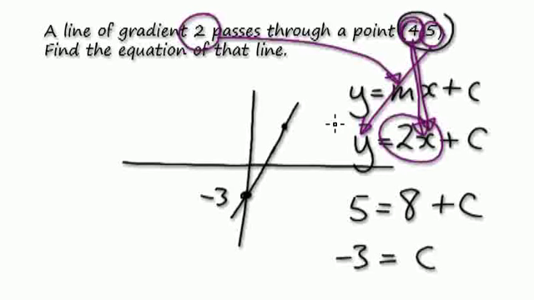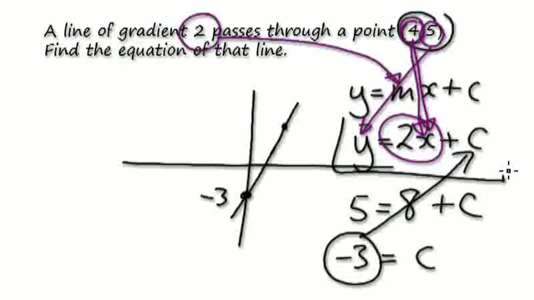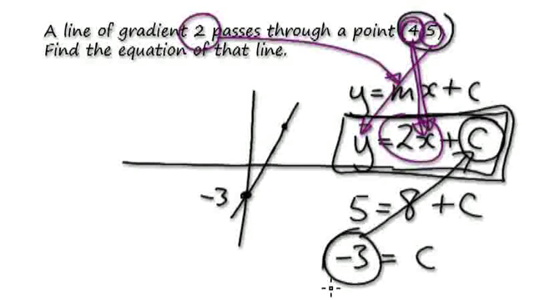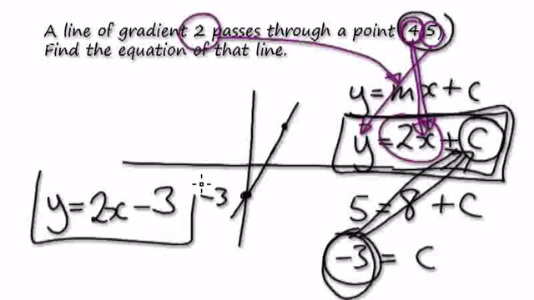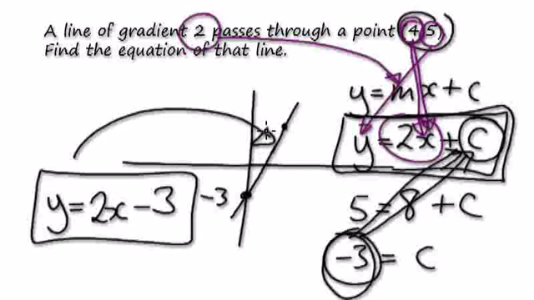So the overall equation. Now that you know c, let's put it back into here, because we were almost there when we got to this stage. We only needed to know c, but now that we know c, we can put it in. So our overall equation will be y equals 2x minus 3. So this is the equation for this line here.